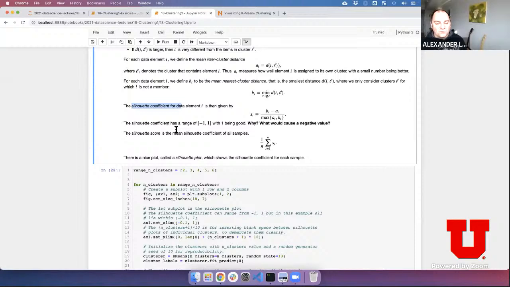And then the silhouette score is just the mean of all of the silhouette coefficients of all of the samples. So you calculate this silhouette coefficient for every data element, and then you take the mean of it. And the higher the silhouette score, the better your clustering, usually.